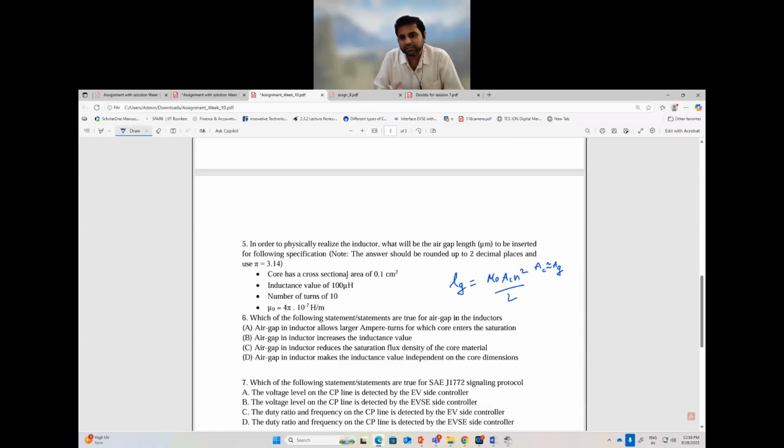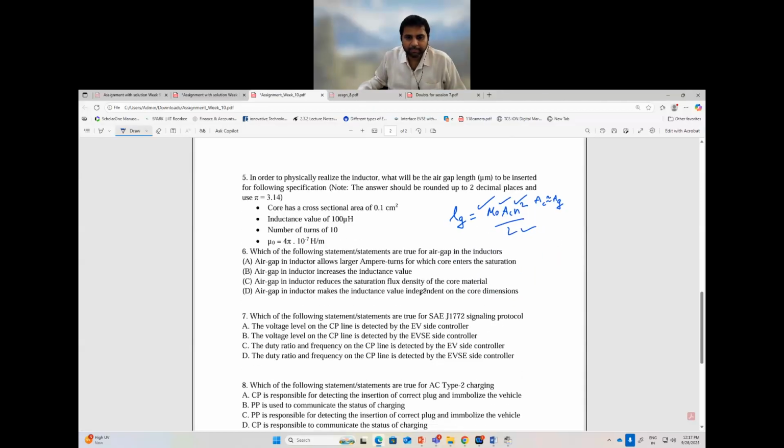I mean, the amount of fringing of flux is very small, or you can say negligible, and the maximum amount of flux is getting retained within the core itself. So from there you can just put in this formula. All the values, N value, L value, AC value, from there you can easily calculate your LG straight away.